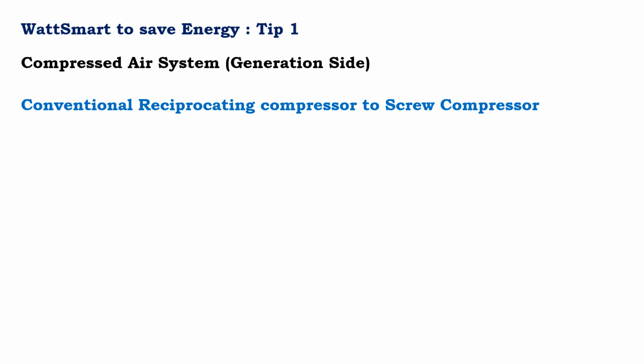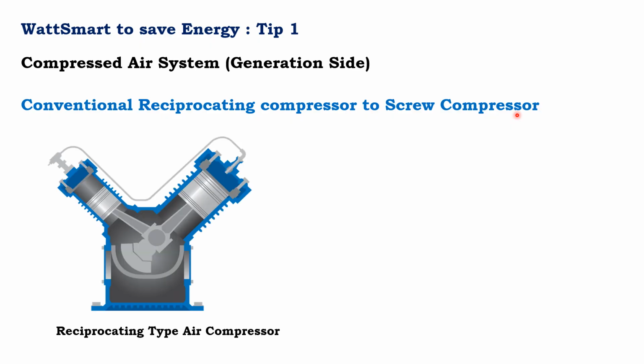At the generation side of the compressed air system, there is a big opportunity. If I am operating any conventional reciprocating compressor, operating at 6 to 7 bar, and I convert that to an energy efficient screw compressor, how is it going to return a better yield for resource utilization? So we'll try to understand that in this particular video.